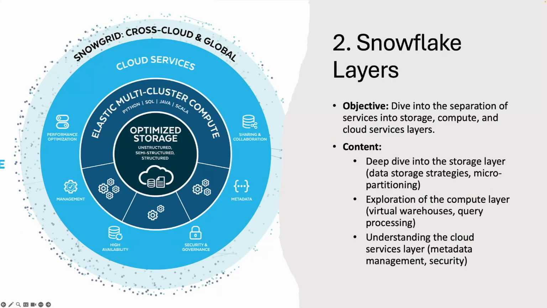In Chapter 2, Snowflake Layers, we take a closer look at how Snowflake separates its services into three distinct layers: storage, compute, and cloud services layer. This chapter delves into each layer individually. For example, it covers Snowflake's storage layer, explaining the data storage strategies and micropartition techniques. Then we move on to the compute layer, where we'll discuss virtual warehouses and query processing. And finally, we'll explore the cloud services layer, focusing on the metadata management and security.